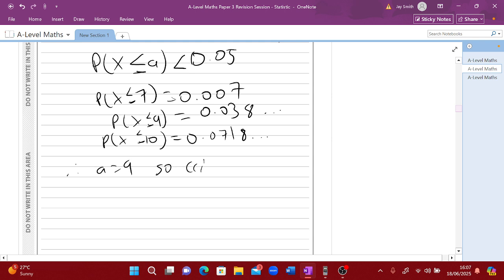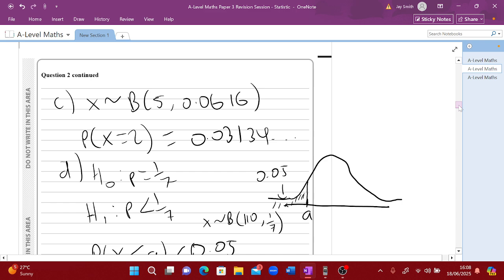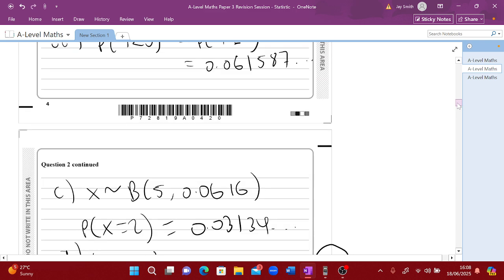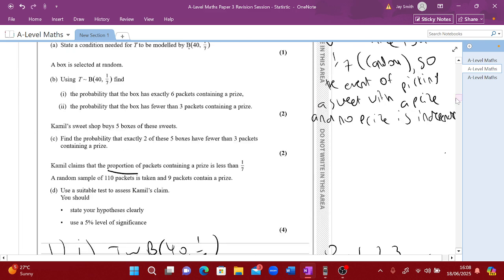So the critical region is x less than or equal to 9. And what that's saying is that if there are 9 or fewer packets of sweets with a prize in the sample of 110, then there's something gone wrong there. So actually, there's evidence to say, because it's quite small with that probability, that the probability is less than.